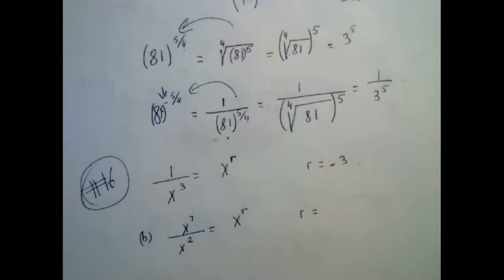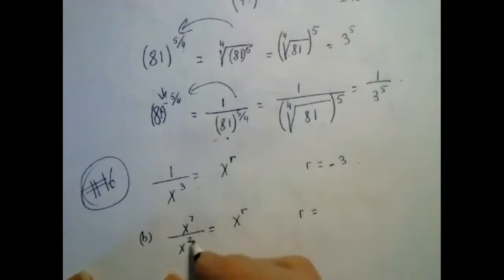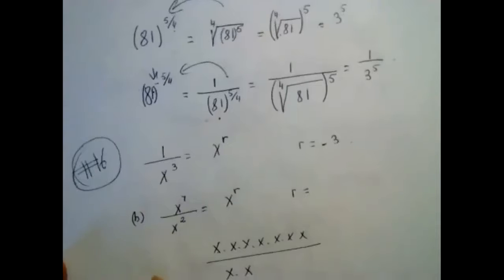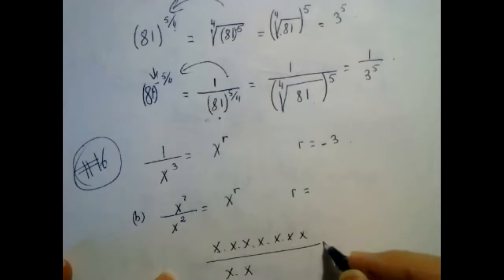Anybody? Okay. If you're struggling, it's not hard. What is x^7 over x squared? x^7 means x times x times x times x times x 7 times: 1, 2, 3, 4, 5, 6, 7. And you divide it by x times x. So how many x's are left if you do that? How many x's are left?